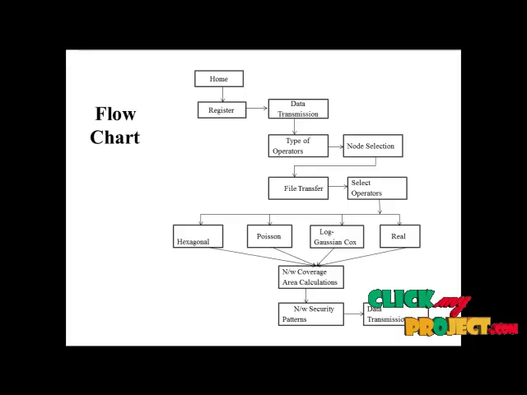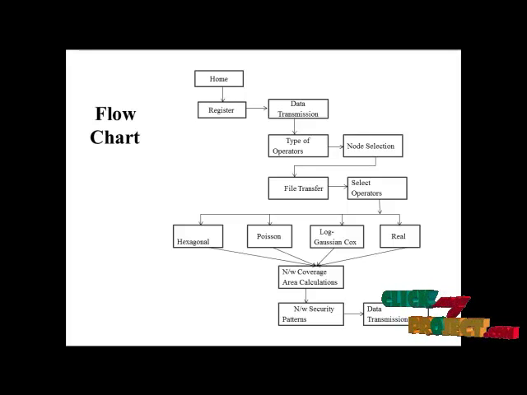The next one is the data transmission. Data transmission means that, based on the different operators, our data will be transferred from the source to the destination, or from one network to another network. Here we use multiple operators to process our data. The multiple operators are the hexagonal Poisson, the log Gaussian Cox, and real networks used for processing the data. So we analyze how data is processed through different networks for the network area coverage.